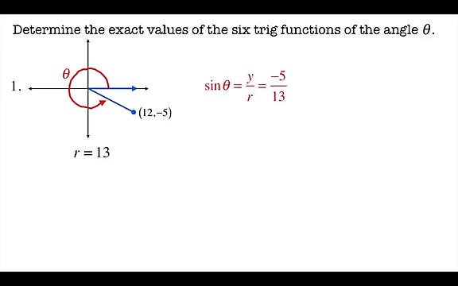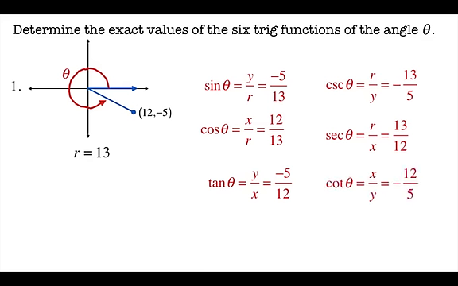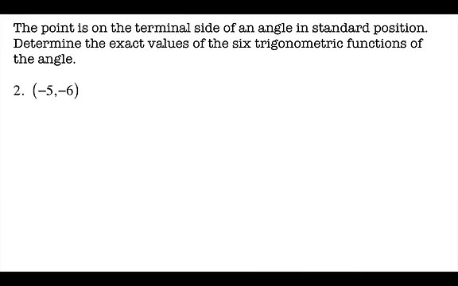Sine is going to be y over r, and I get negative 5/13. Cosine is going to be x over r, so I get 12 over 13. Tangent is going to be y over x, and I get negative 5 over 12. Cosecant is just the reciprocal of sine. Secant, reciprocal of cosine, cotangent, reciprocal of tangent. And notice that the radius, again, is no longer 1, now it's 13. So we're not in the unit circle. Moving on to number 2.